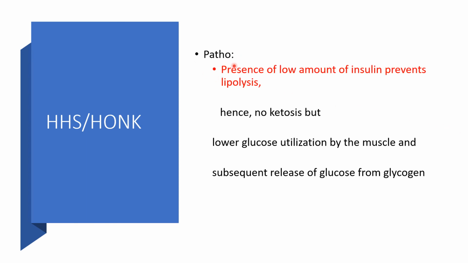The pathophysiology here in HHS is that the presence of a low amount of insulin will prevent lipolysis. Therefore, no ketosis. But lower glucose utilization by muscle and subsequent release of glucose from glycogen will be the problem.